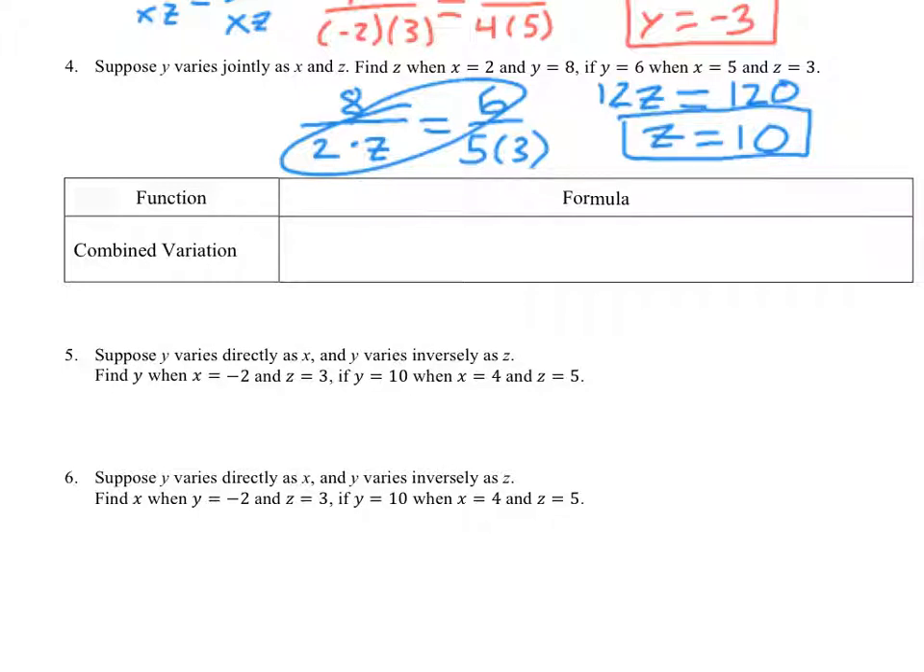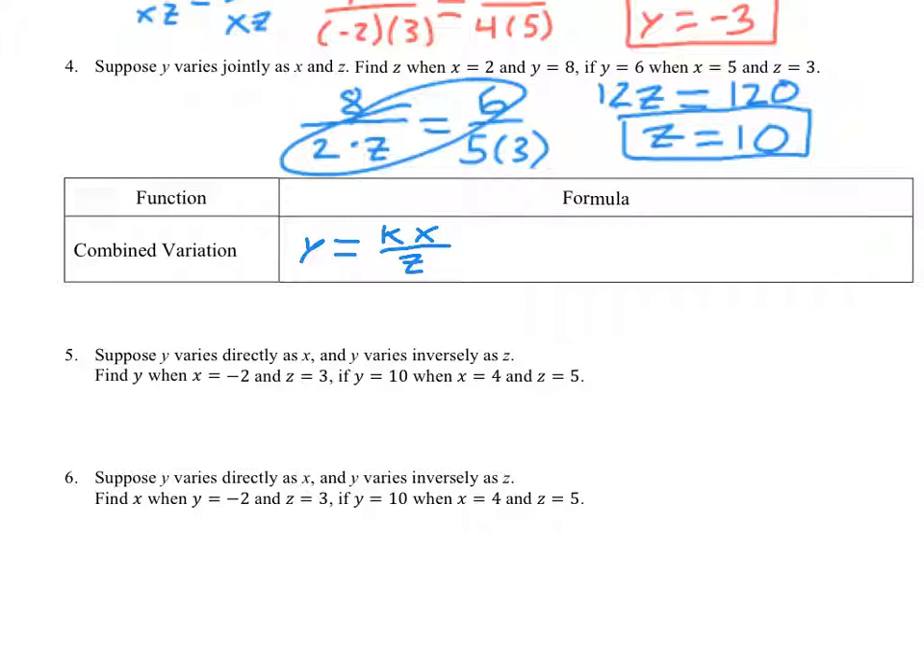Okay, as I mentioned earlier, combined variation is direct and inverse variation combined into one problem. So the equation that we would use if we wanted to write an equation for combined variation would be y equals kx over z.